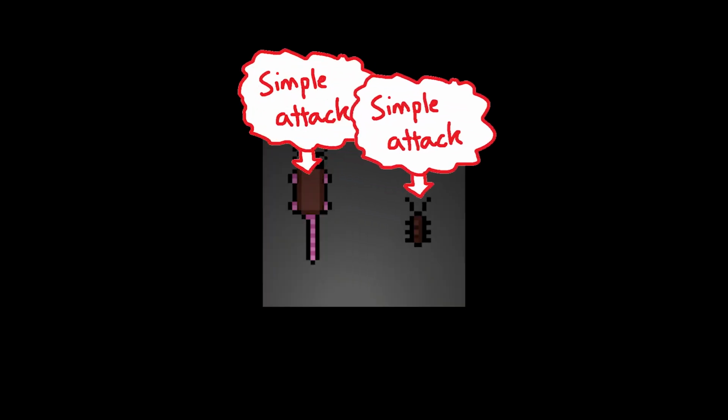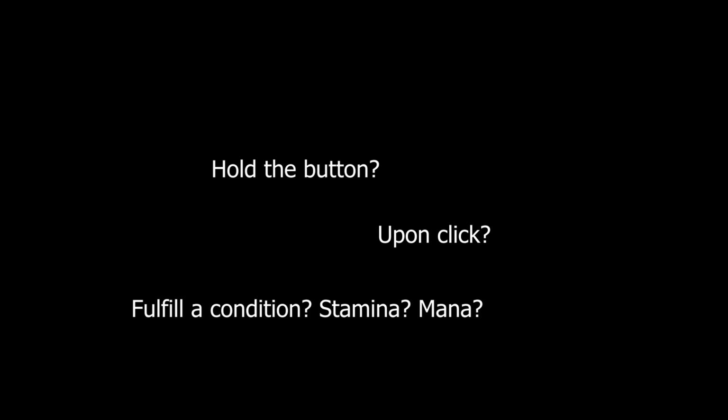Number 3, is there any code we can reuse? Maybe the cockroaches can do a simple attack as well, and we can reuse the code between the player and the cockroaches. And number 4, how do we activate an attack? Do we hold down the button? Does it activate upon click? Or do we have to fulfill some condition beforehand? We can't obviously future-proof for every scenario, but it doesn't hurt to try and architect things in a way that sets you up nicely for a bunch of these scenarios, and that's exactly what I'm going to do.